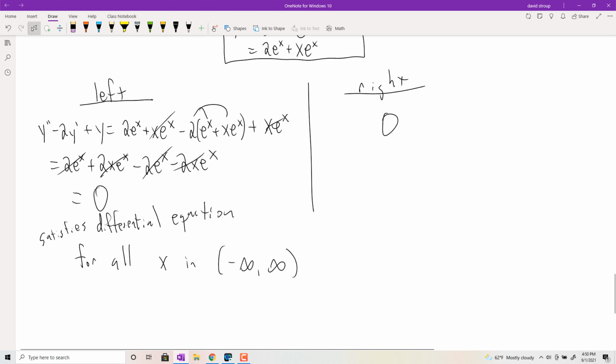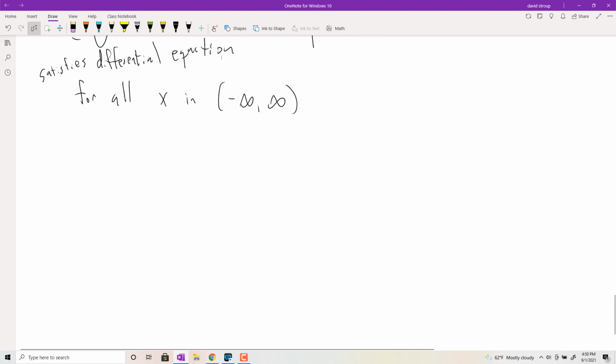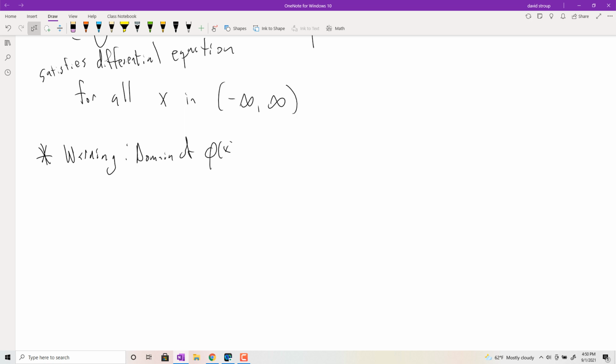Okay. One thing that's kind of weird with this now: you have to deal with the domain of the function and this interval of definition, and they may not necessarily be the same. So, warning, the domain of the solution y of x and the interval of definition I may not be the same.